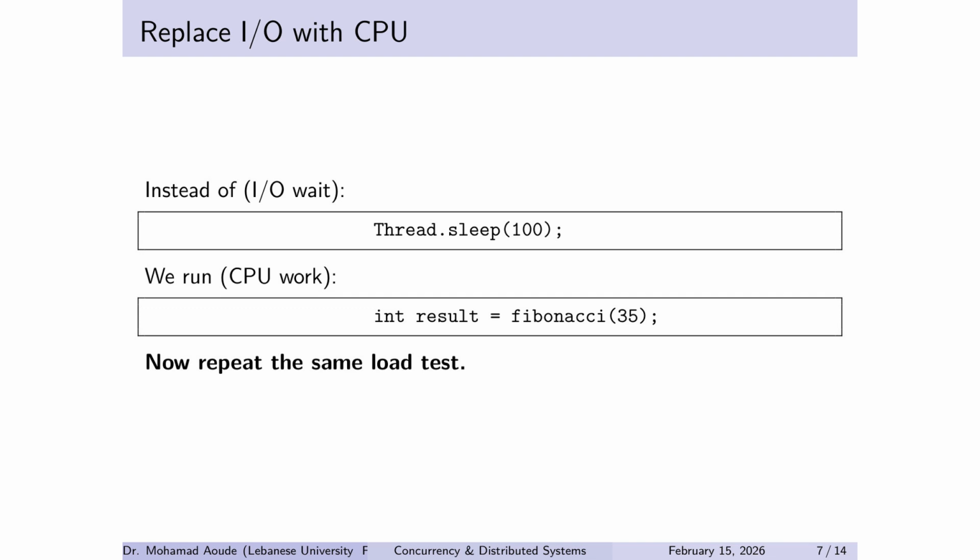Now comes the conceptual trap. So far, threads helped because we were hiding I/O wait. Now we remove the waiting. Instead of sleeping 100 milliseconds, we compute Fibonacci recursively, pure CPU work. Now rerun the same experiment. Same load, same pool sizes. This is where the illusion breaks.